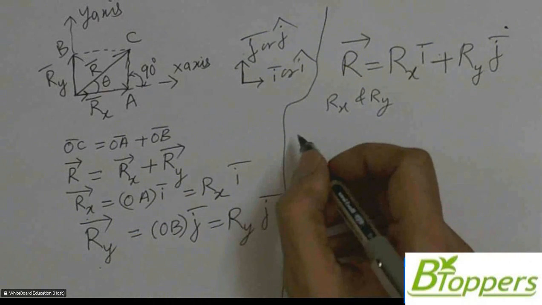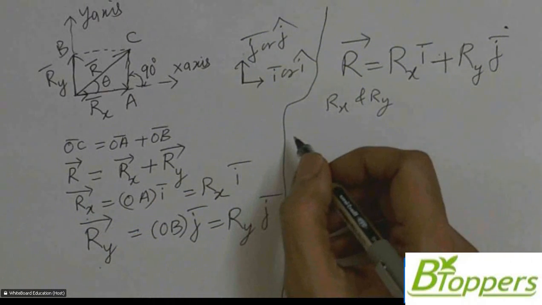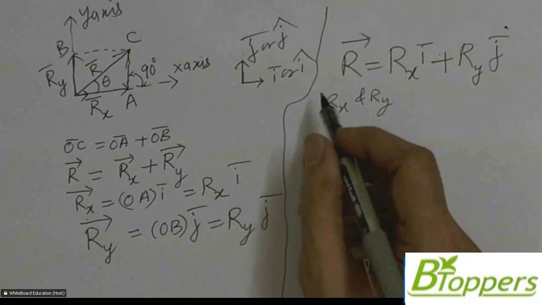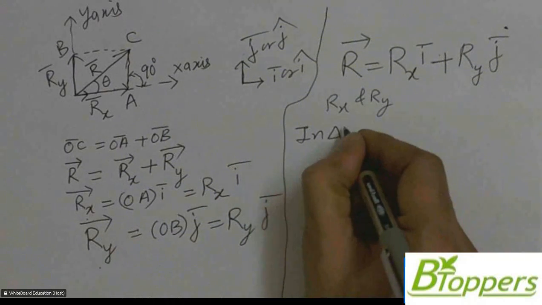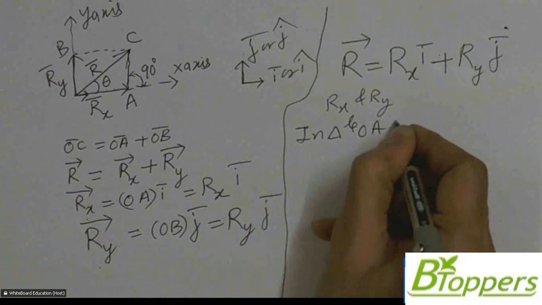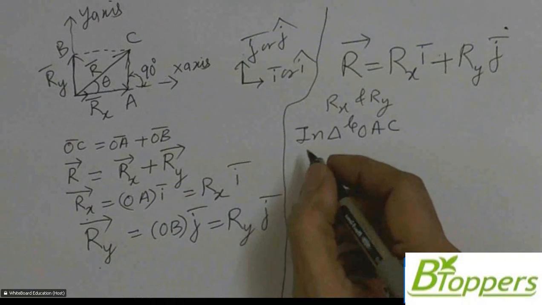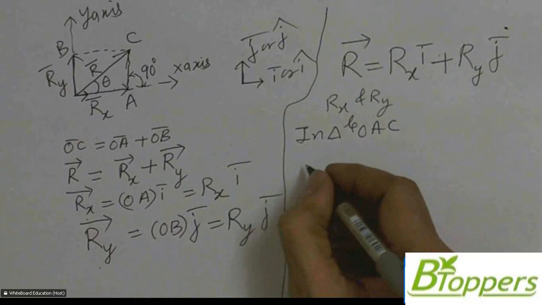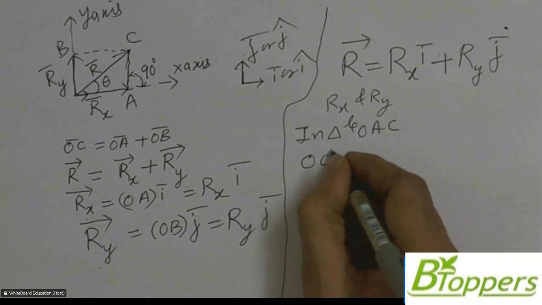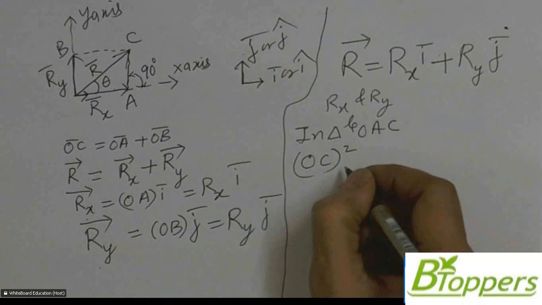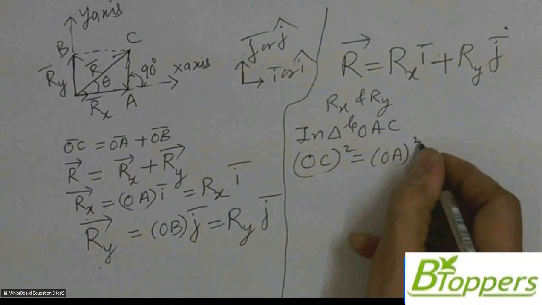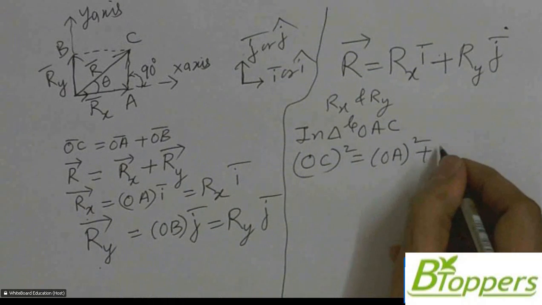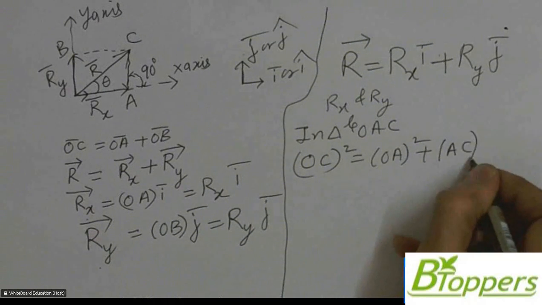Now see, in the figure OACB is a rectangle, so OAC is a right angle triangle. So if you apply the Pythagoras theorem for the right angle triangle OAC, we can write OC square equal to OA square plus AC square.